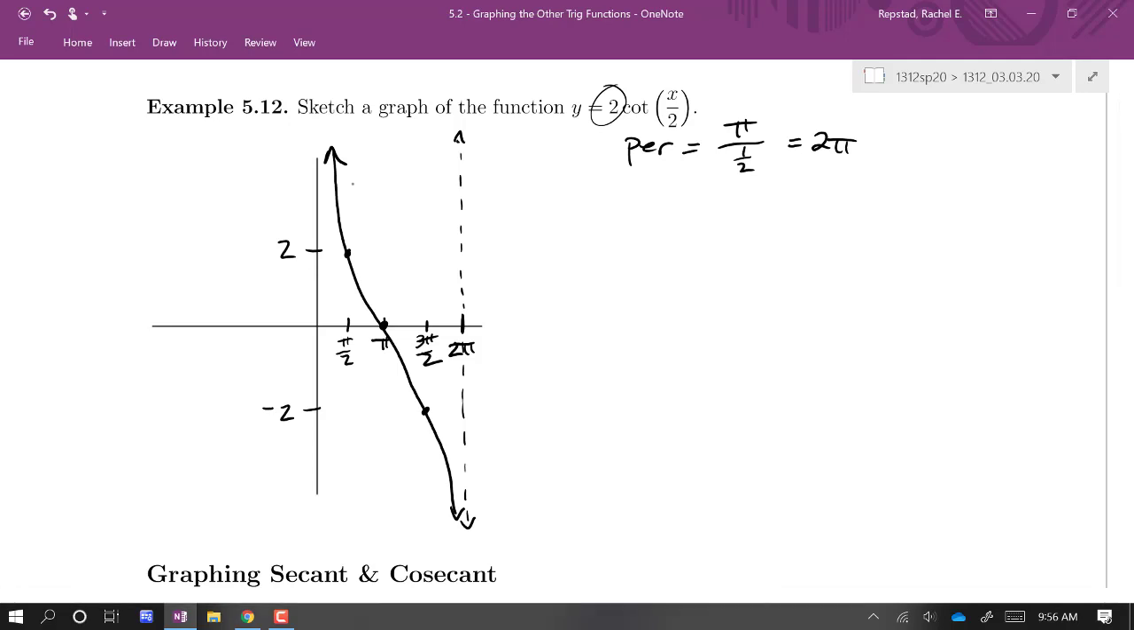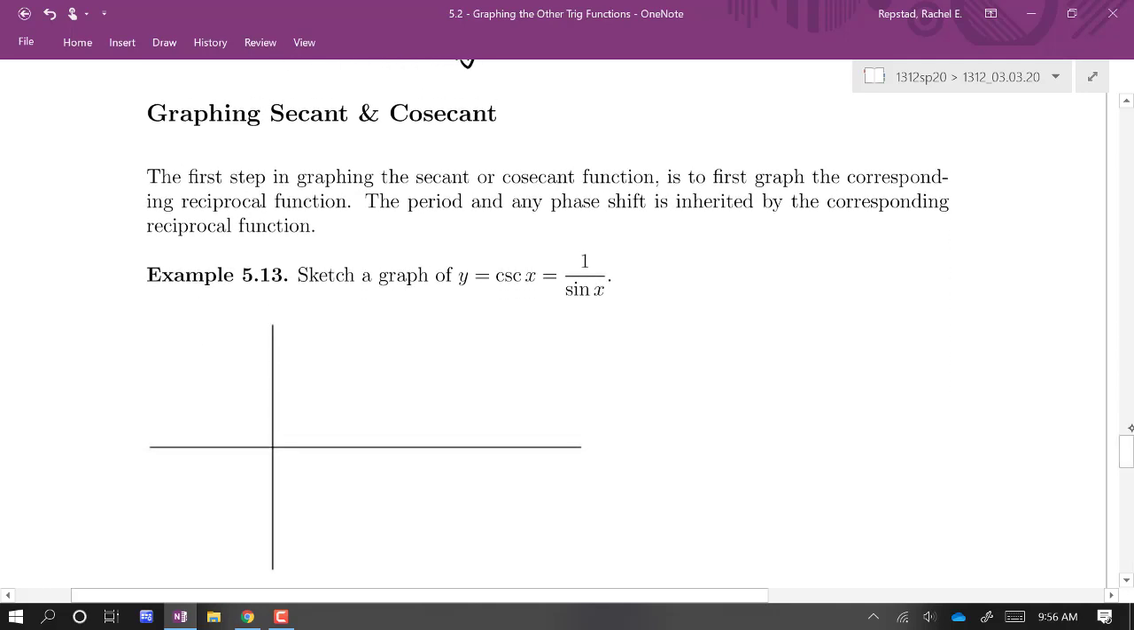So we'll move on now to talking about the secant and cosecant functions. We'll do cosecant first. These ones are actually pretty simple. If I'm going to graph a secant or cosecant, the first thing I do is graph its reciprocal function. So cosecant is 1 over sine. The first thing I'll do is sketch lightly, like in gray or as a dotted line, what the sine function is.